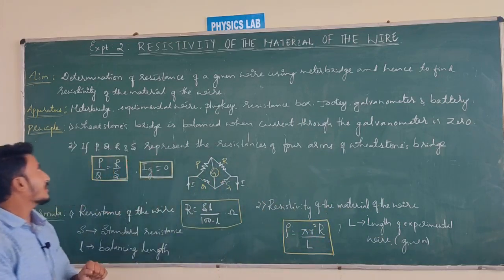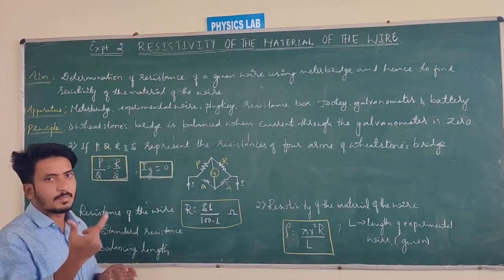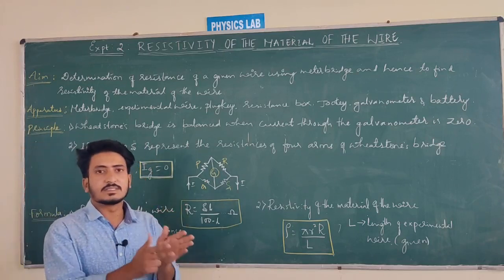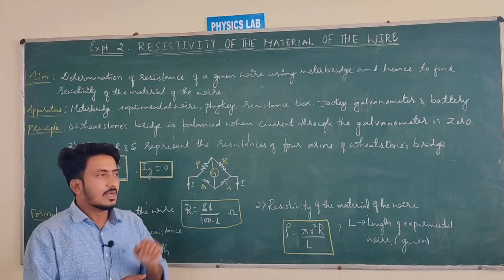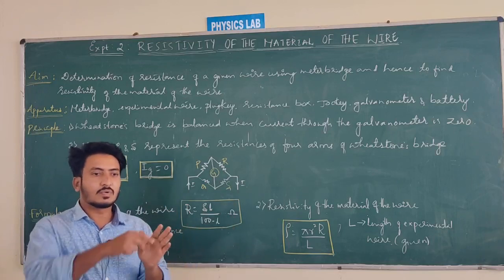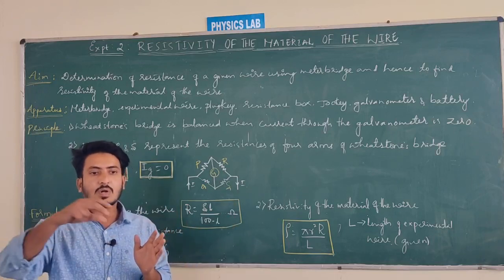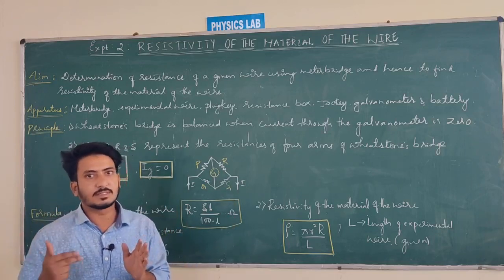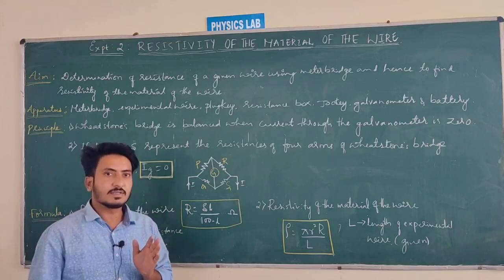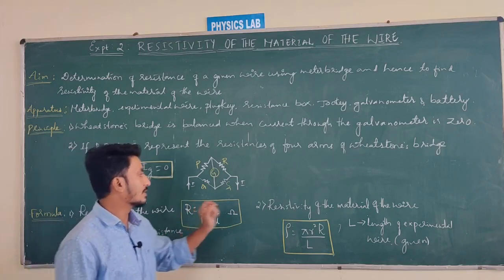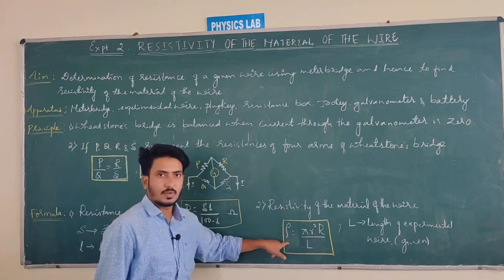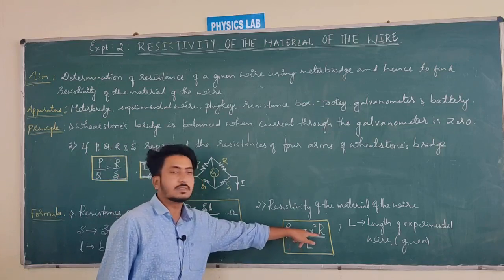Listen to this. As I said, we will be provided with the wire, and we need to find its resistance and resistivity. We need to find the resistance with the help of the meter bridge setup. Once we get the resistance from the meter bridge setup, we need to take the average of R, and then put that R value in this row. Now, how to find that resistance R?